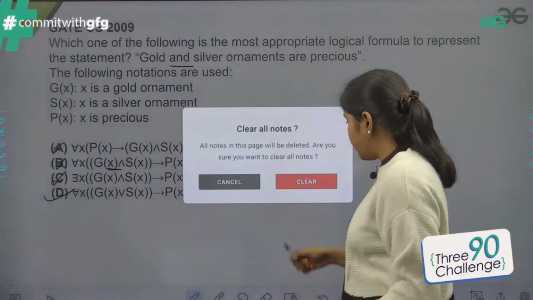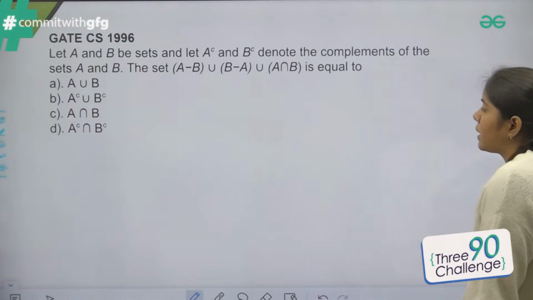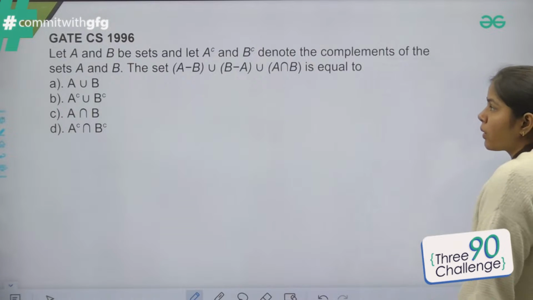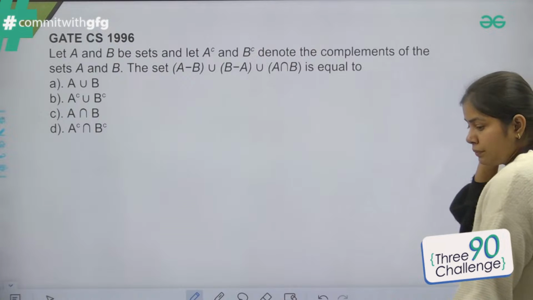Okay, let's move to next question. So guys, this is the next question. They are saying this is a simple set theory question from GATE CS 1996. Tell me which of the option is true here.